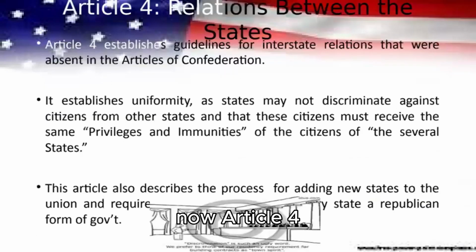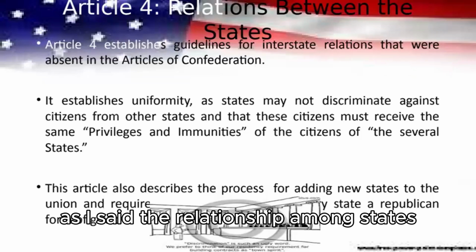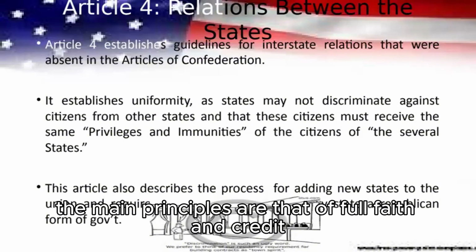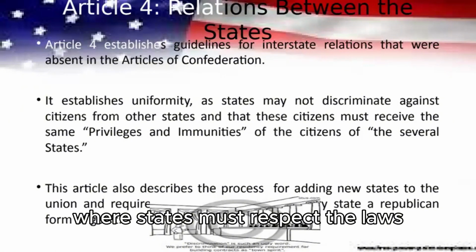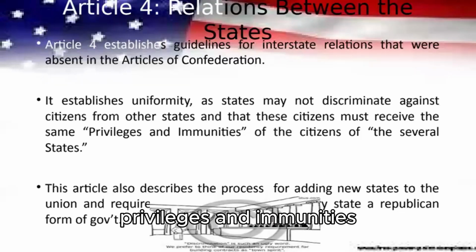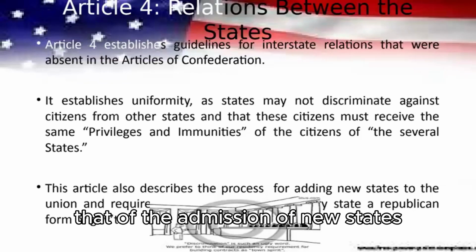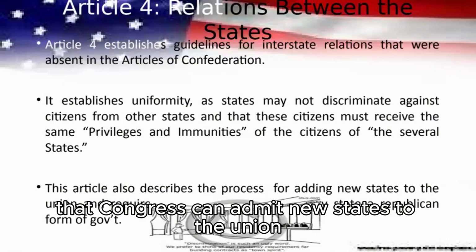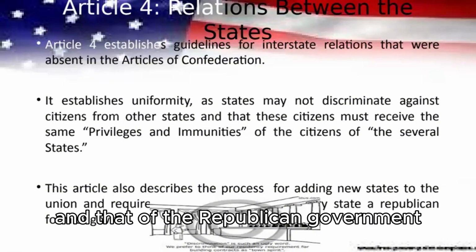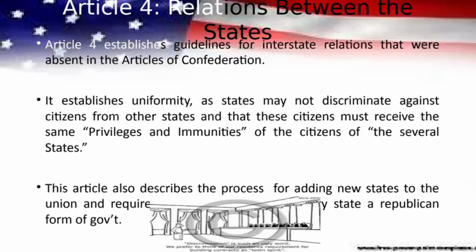Now, Article 4, that deals with relations between the states, establishes the rules governing the relationship among states. The main principles are full faith and credit, where states must respect the laws and the legal decisions of other states; privileges and immunities, where citizens from one state must be treated equally in other states; the admission of new states, where Congress can admit new states to the Union; and Republican government, where the federal government guarantees each state a Republican form of government.